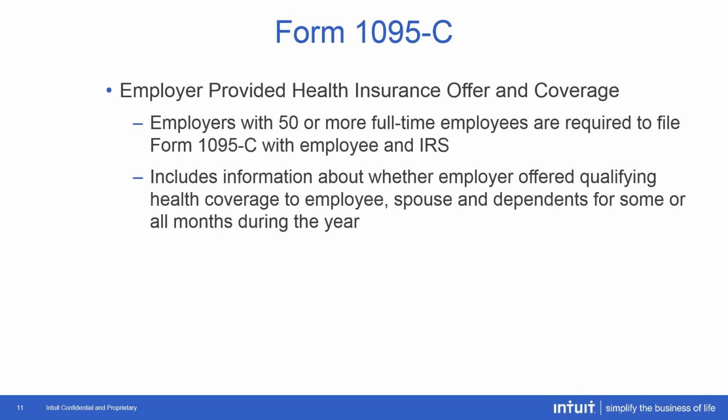Issued by employers with 50 or more full-time employees, they're required to file the 1095-C with the employee and the IRS. It's going to include information about whether an employer offered qualifying health coverage to an employee, spouse, and dependents for some or all months during the year. And the 1095-C is used to determine, number one, whether the employer shared responsibility provision applies, and that mandate kicks in 2015. Number two, whether the individual shared responsibility payment applies. And three, eligibility of the employees for the premium tax credit, which has some ancillary implications.